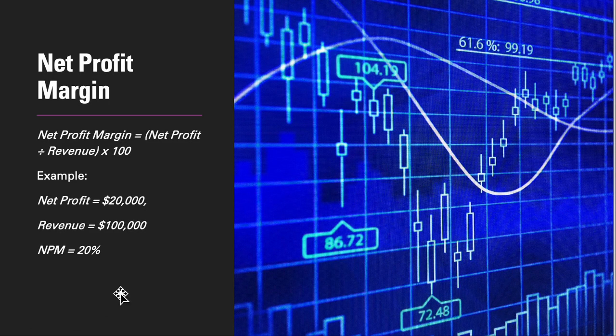Now let's have a look at net profit margin. The net profit margin is more comprehensive because it includes all expenses including taxes and interest. It's calculated as net profit divided by revenue. For example, if a company has a net profit of 20,000 and a revenue of $1 lakh, the net profit margin would be 20,000 upon $1 lakh, that is 20%. This shows how much of the revenue becomes actual profit.